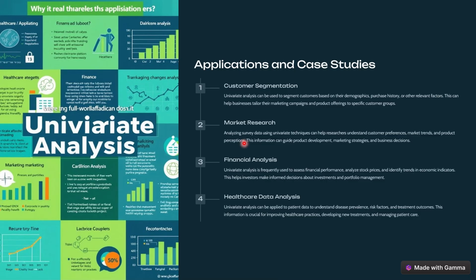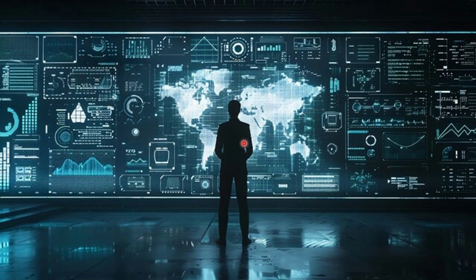In summary, univariate analysis is your first step into the world of data analysis. By focusing on one variable at a time, you gain a deep understanding of your data, uncover patterns, and assess its quality. This foundation is crucial for more advanced analysis like multivariate analysis, where you will look at relationships between multiple variables. We will see that in further videos.